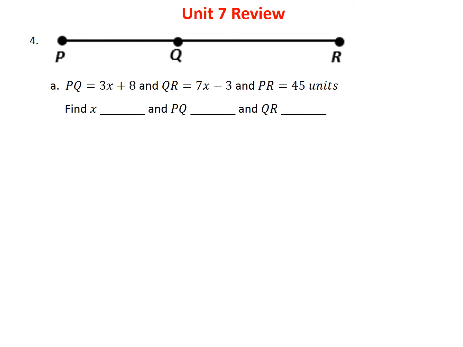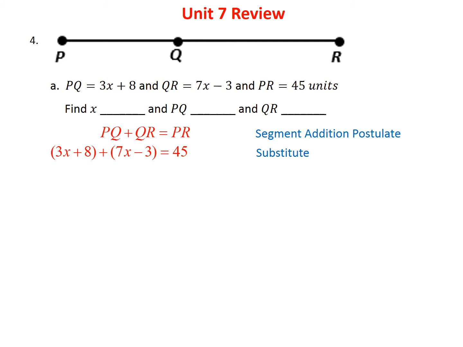Number 4 shows us a line segment made up of 2 line segments. And we can see that PQ and QR both go together to form the line PR. So what we're going to do is use the segment addition postulate. The segment addition postulate states that PQ plus QR, the measure of each of them, adds up to the measure of the whole.